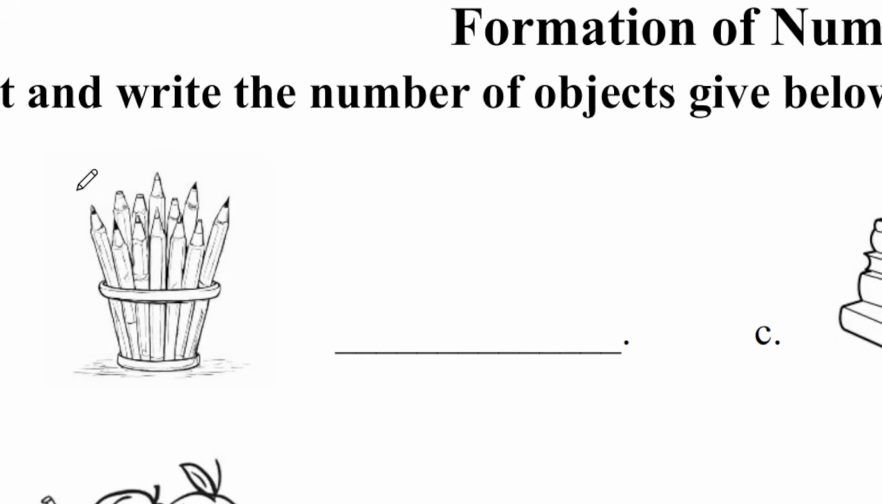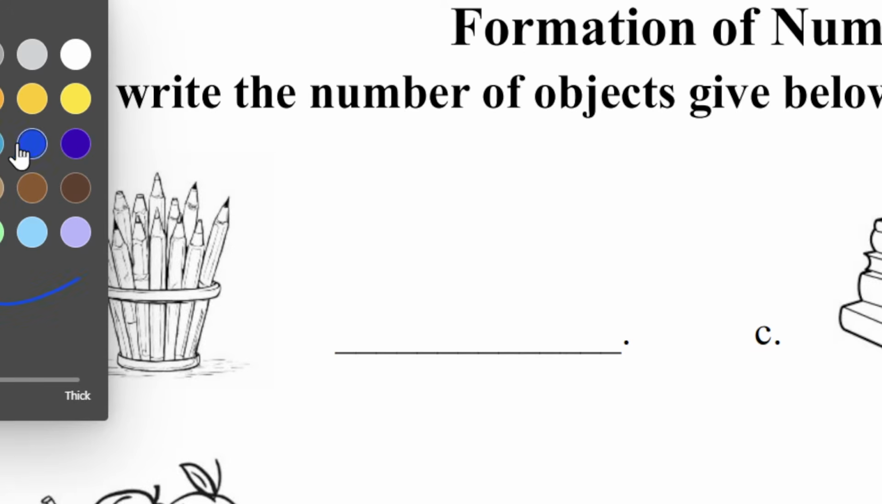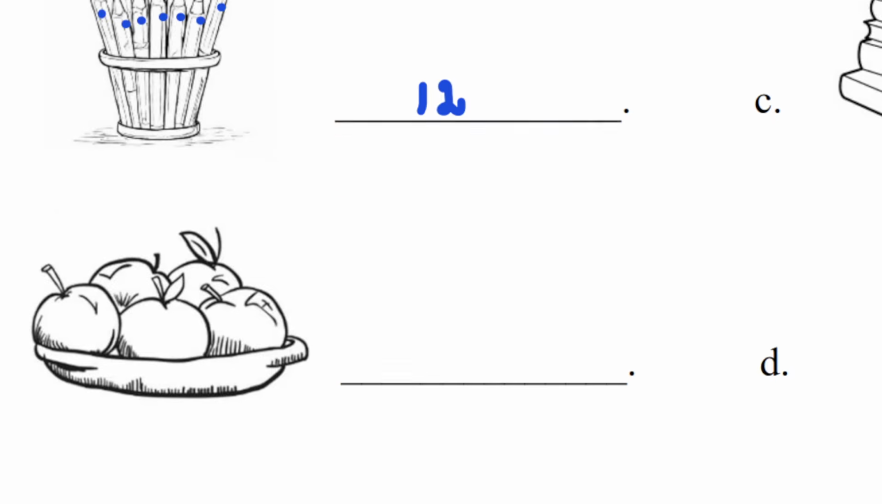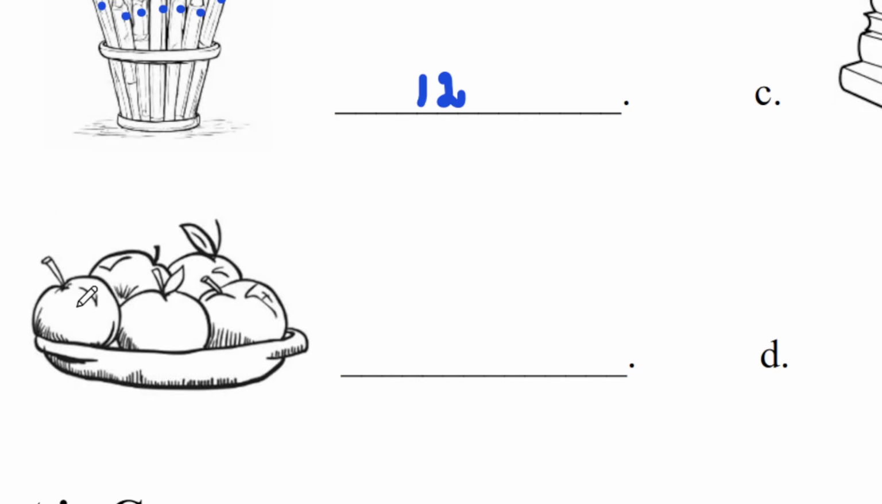Okay. So now we will count how many pencils we have. We have one. Going to change the color. So we have 1, 2, 3, 4, 5, 6, 7, 8, 9, 10, 11, 12. So totally we have 12 pencils. Okay. So next we have apples. So how many apples we have? 1, 2, 3, 4, 5. So 5.